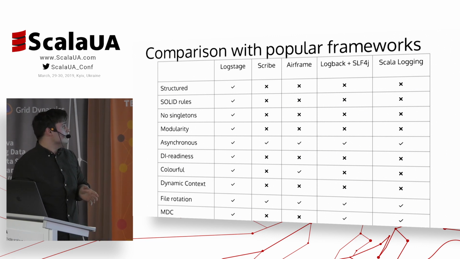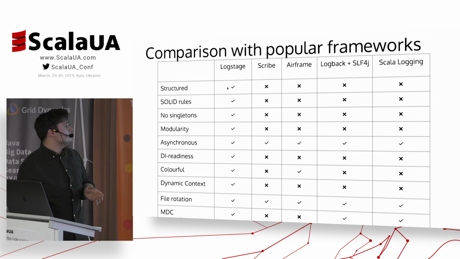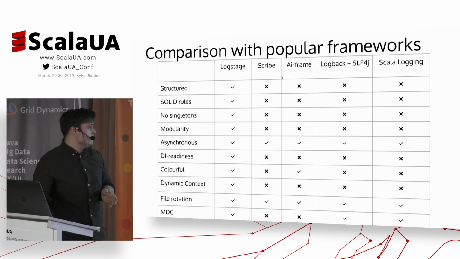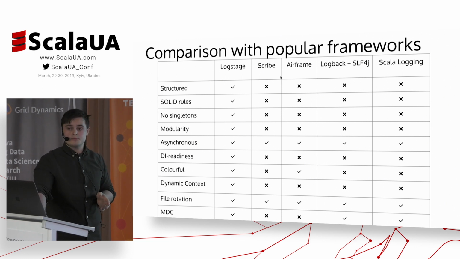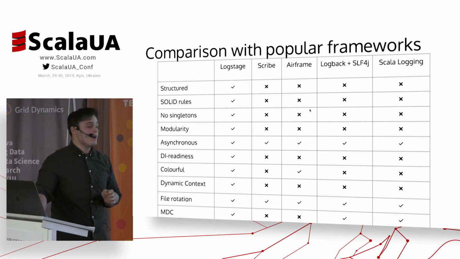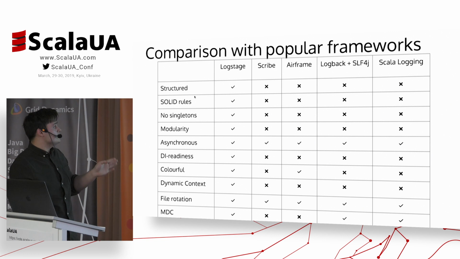And as you can see, we put the LogStage, Logback plus SLF4J, and Scala Logging. But I also found Scribe and Airframe interesting. Scribe is quite famous for its performance, and Airframe is quite an analog, but it has many drawbacks which we don't have. So as you can see, we have some features.